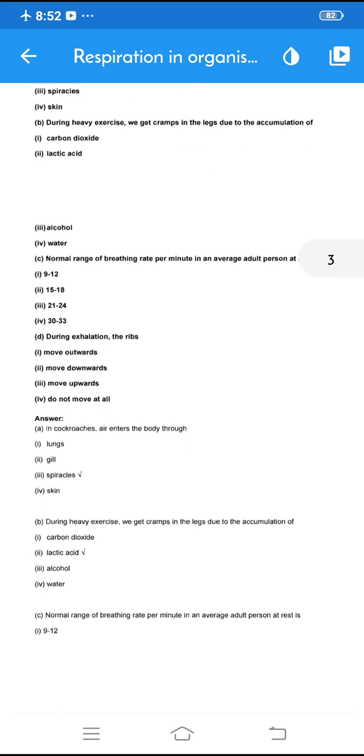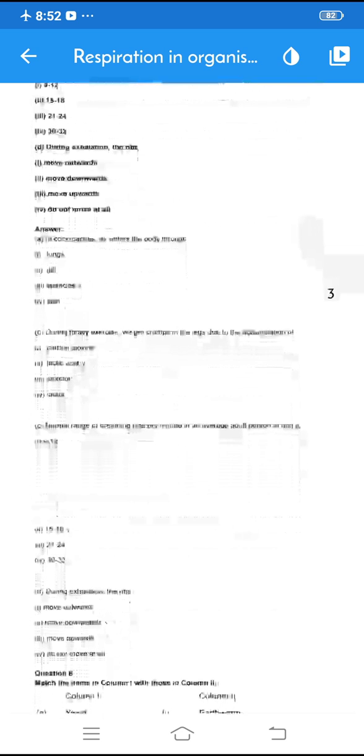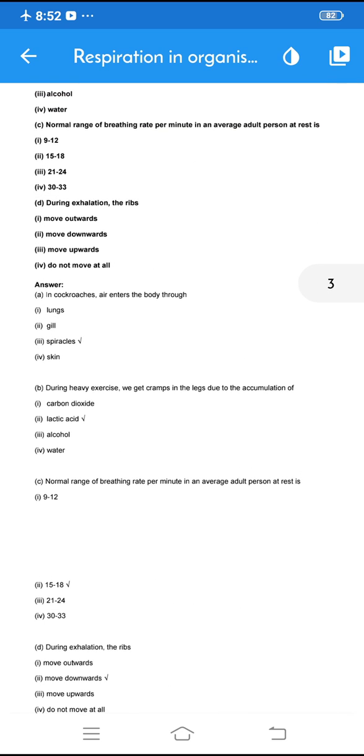Let's go for the seventh question. The normal range of breathing rate per minute in an average adult person at rest is dash dash. The options given are 9 to 12, 15 to 18, 21 to 24, and 30 to 33. The correct answer is 15 to 18. The breathing rate of an average adult person per minute at rest is from 15 to 18.